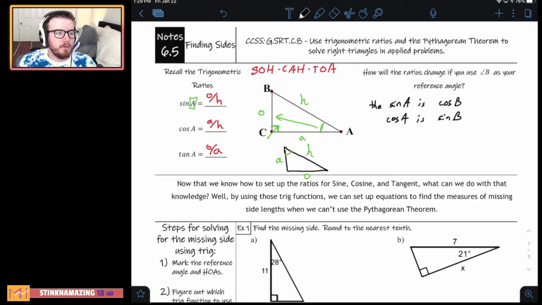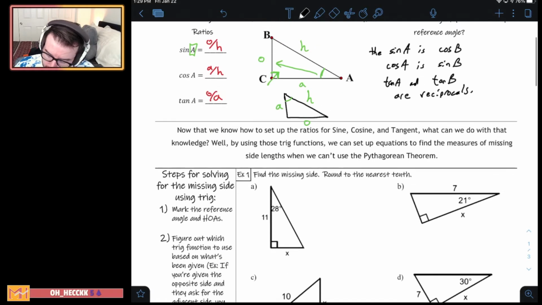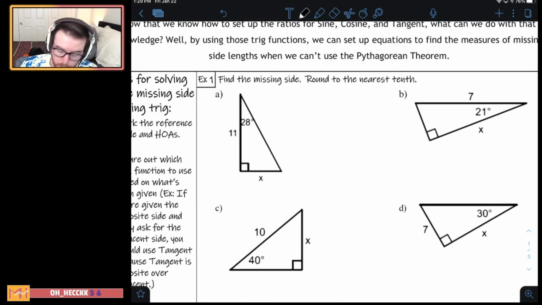You remember how that flip-flopped? We'll see it in action here. Because these two roles switched, sine and cosine are switching. And tangent of A and tangent of B are reciprocals. Okay? Let's see this in action here. Let's solve for a side.